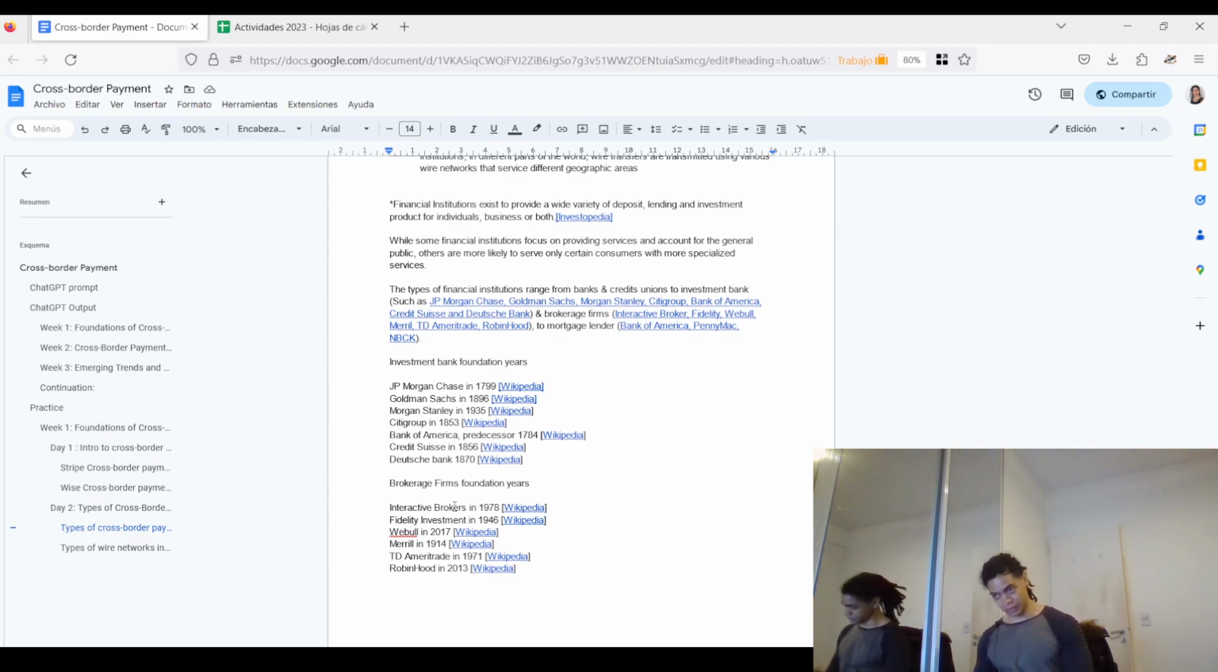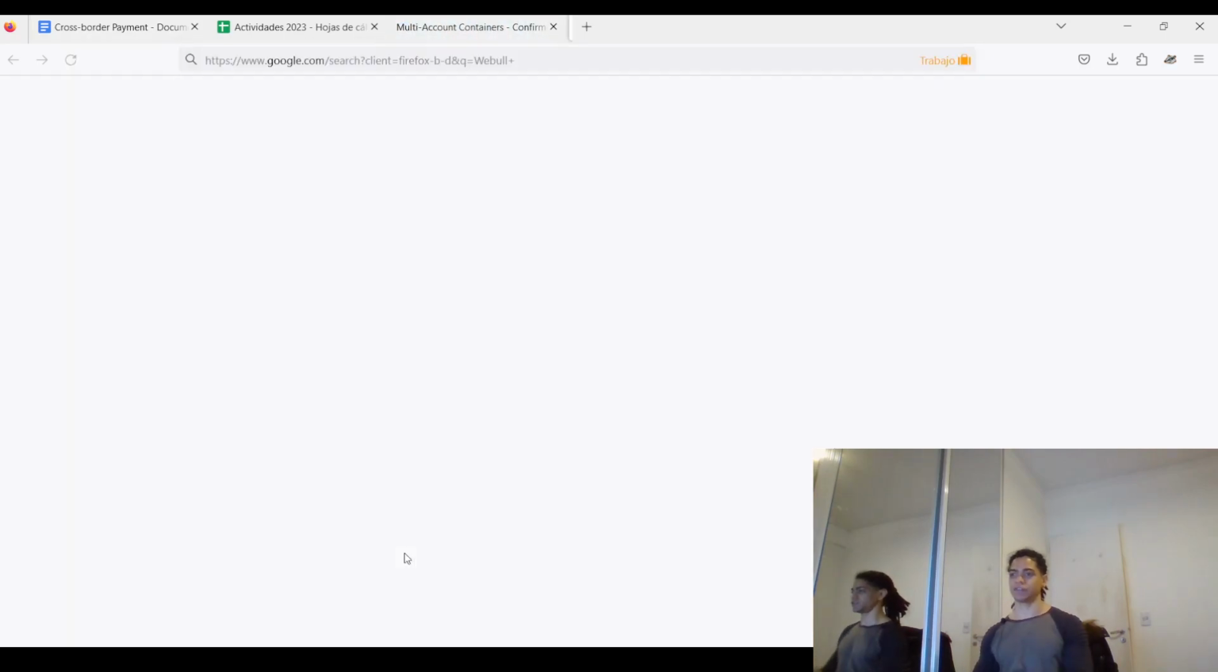Fidelity Investments in 1946. Webull in 2017. And Webull is mainly funded by Chinese companies.